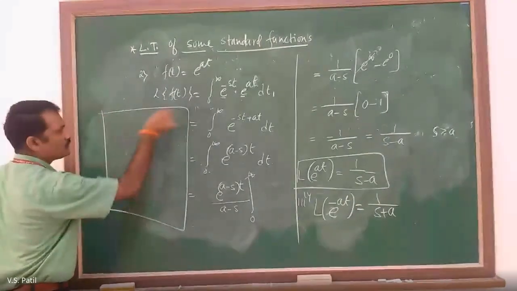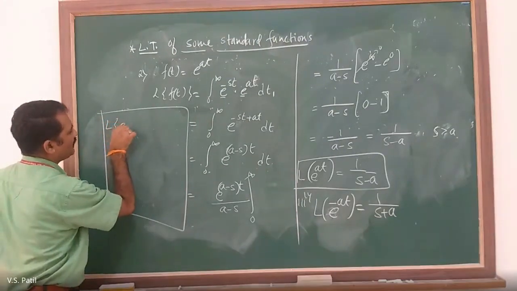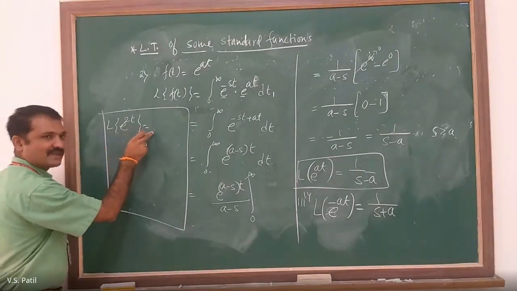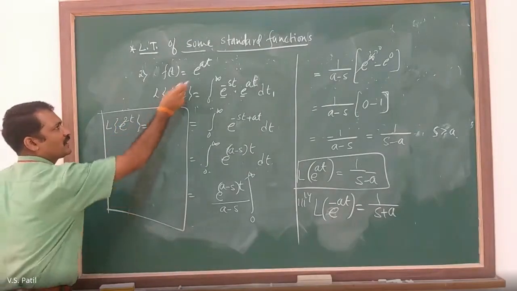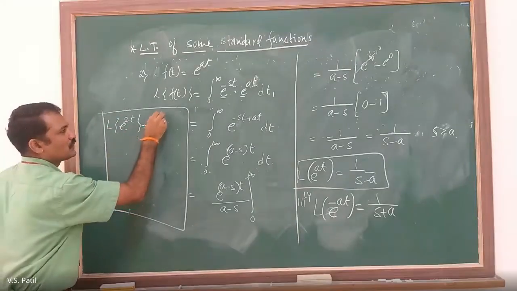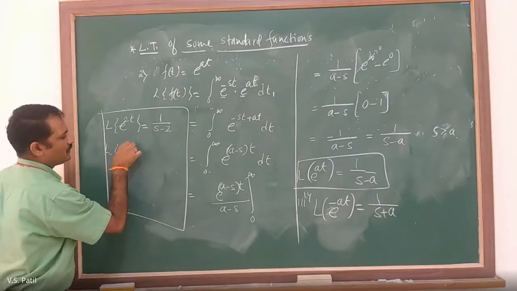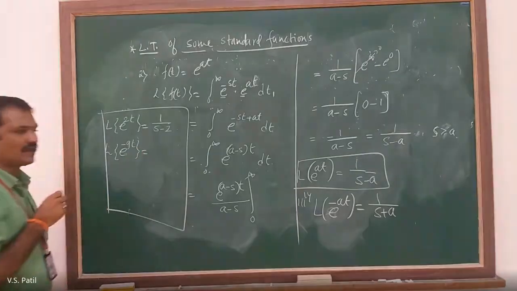Now tell me, using this result, I want to write the Laplace transform of e to the power 2t. What do you expect your answer? See, compare this: in place of a, you have 2 here, so you can write directly 1 divided by (s minus 2). If I write the Laplace transform of e to the power of minus 9t, it is 1 divided by (s plus 9).